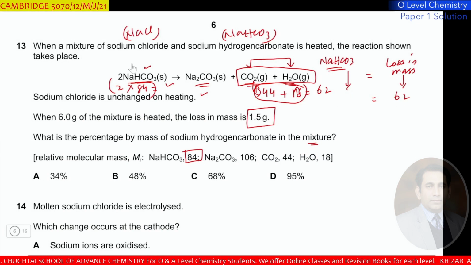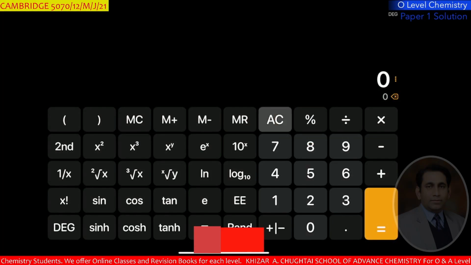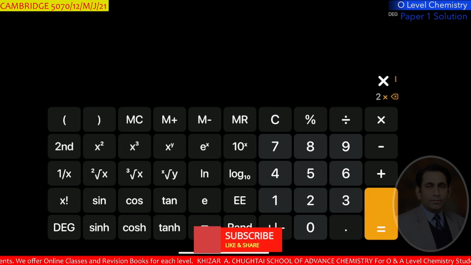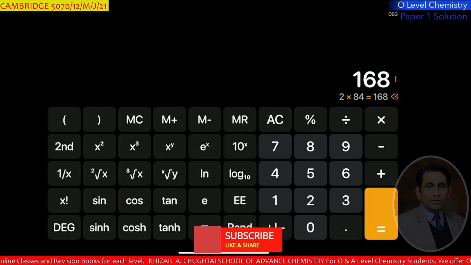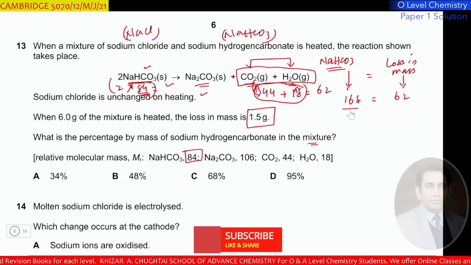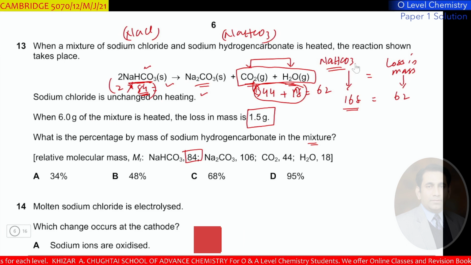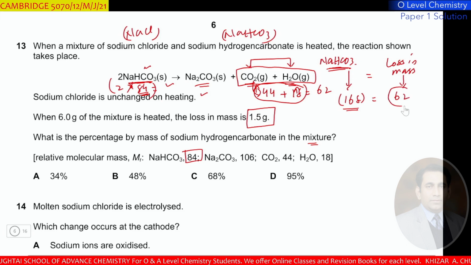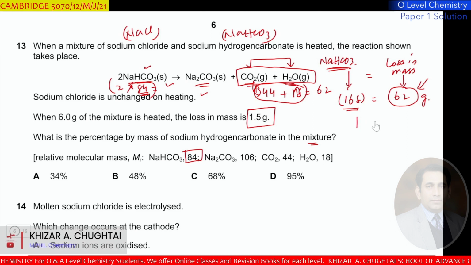What was the original mass? 2 into 84. That is equal to 168. Yes, it is true. So when 168 gram of sodium bicarbonate is heated, the loss in mass should be 62 gram. Let's suppose we are going to heat 1 gram, what should be the loss? That is 62 over 168.